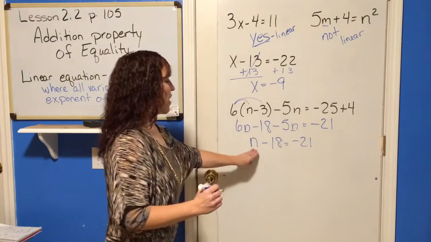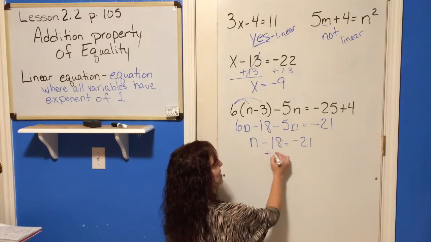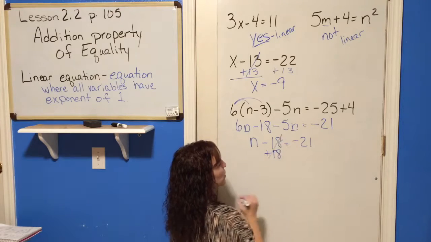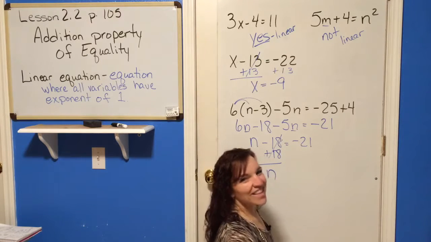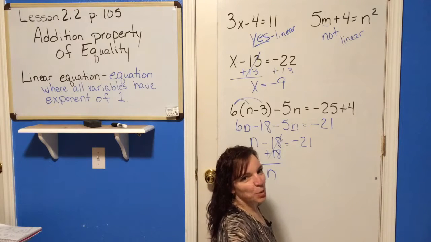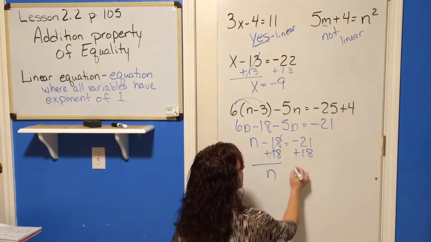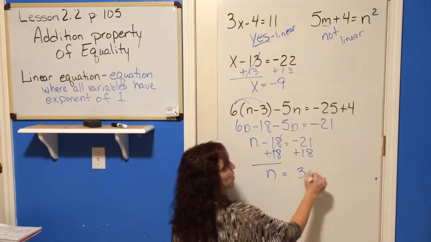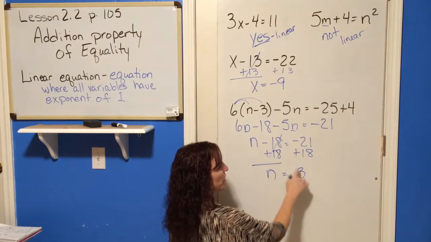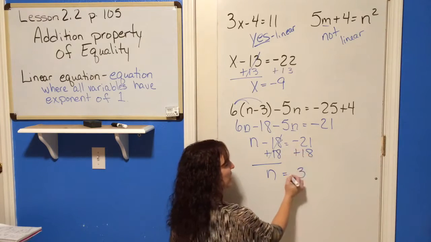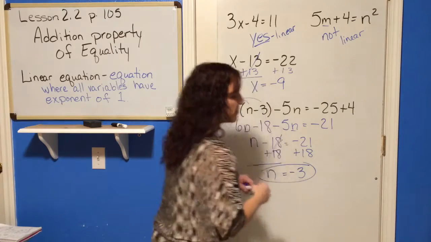So now I can see, oh, the n just needs, if we add an 18 to this side, that goes away and all I have left here is n, which is what I want. I can do that as long as I do the same thing to both sides. So I have to add 18 to this side. 18, negative 21 equals 3, because the signs are different. So I subtract. 21 minus 18 is 3. The 21 is bigger and it's negative. So my answer is negative 3.